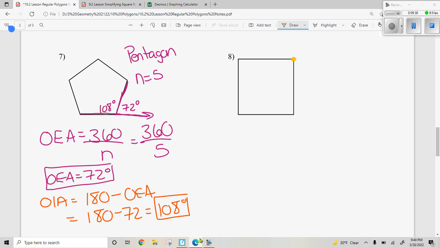So we know this is a regular quadrilateral, better known as a square. We don't have to go through the calculations here. We know all of these are 90. All the interior angles are 90. That makes all the exterior angles 90.